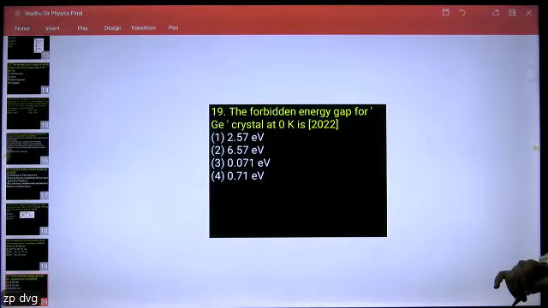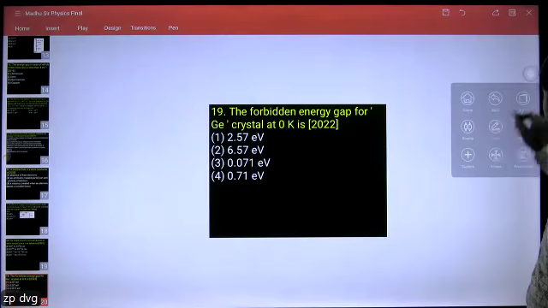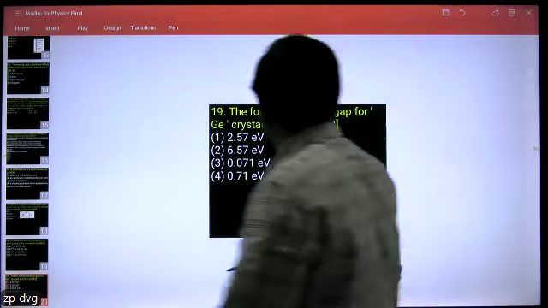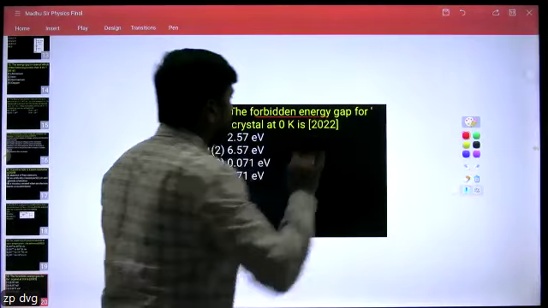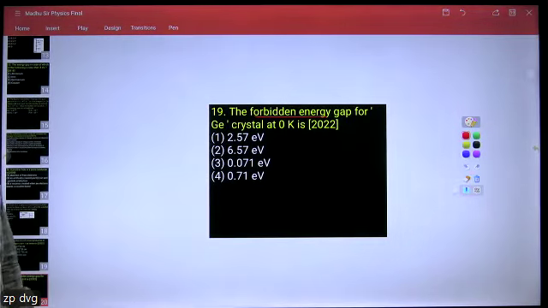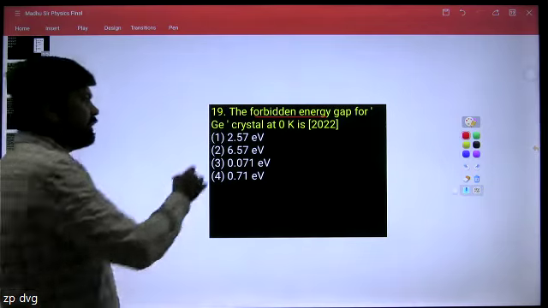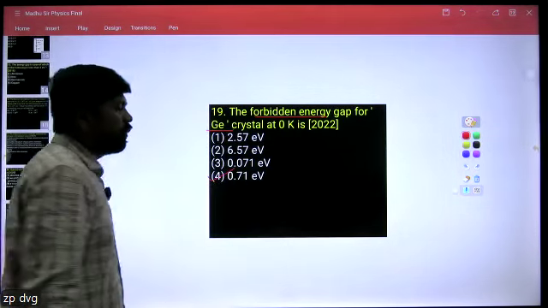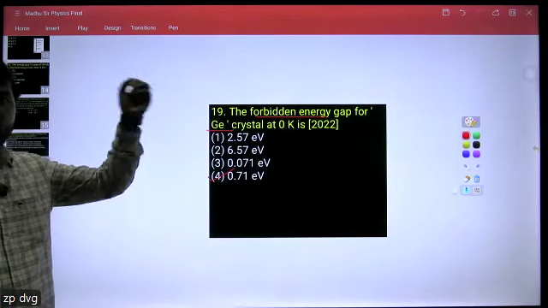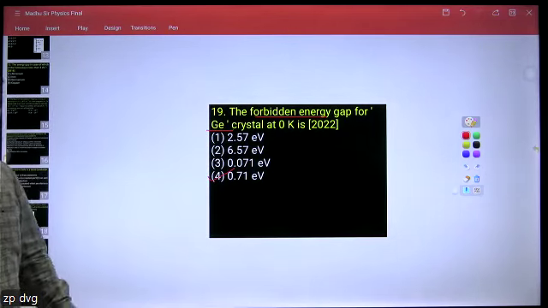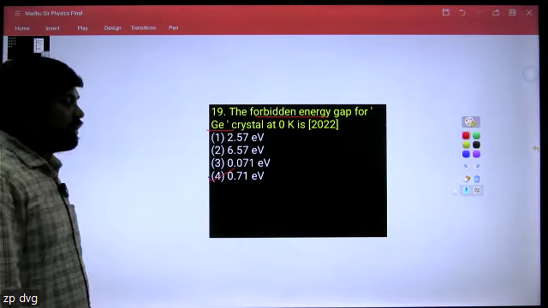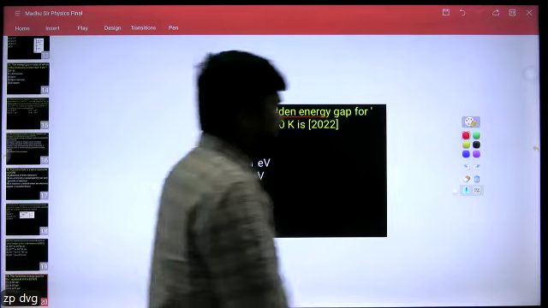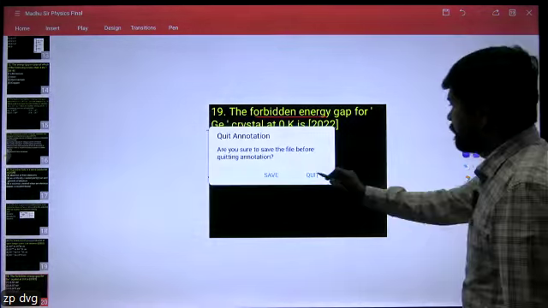The forbidden energy gap for germanium crystal. Forbidden energy gap is nothing but what? The energy gap, the band gap. All are the same only. Germanium crystal at 0 Kelvin is 0.71 electron volt. Silicon crystal is 1.1 electron volt. Gallium arsenide is 1.3 electron volt. Okay, next question.